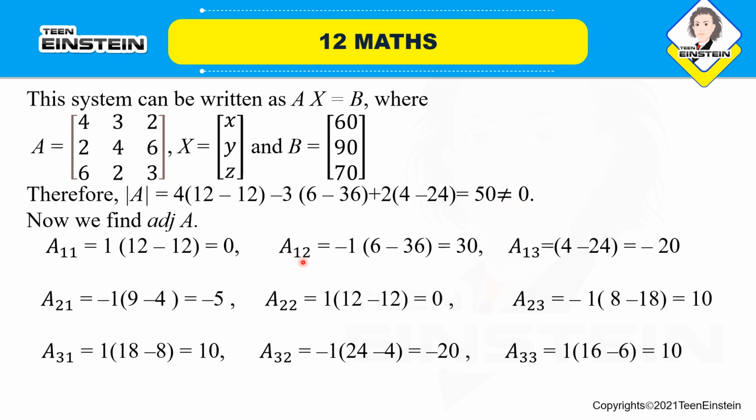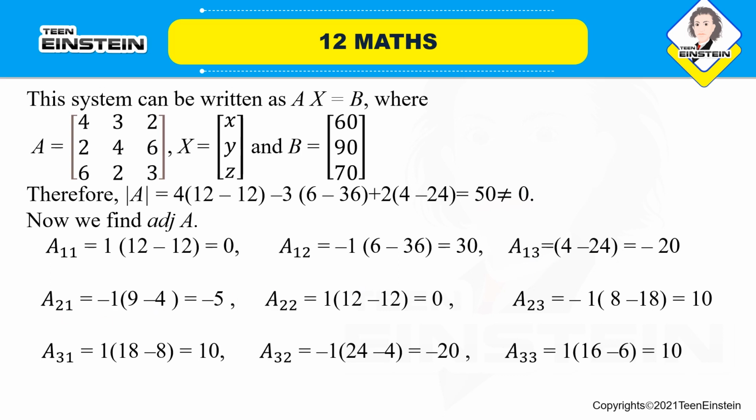Next, the cofactor of small a12 is capital A12. For this position you have a negative sign. So minus 1 into 6 minus 36. So we are getting the value 30. Next, the cofactor of small a13 is capital A13. For this position, you will be getting a positive sign. So 1 into 4 minus 24, it is minus 20.